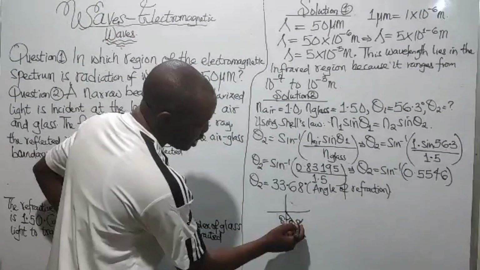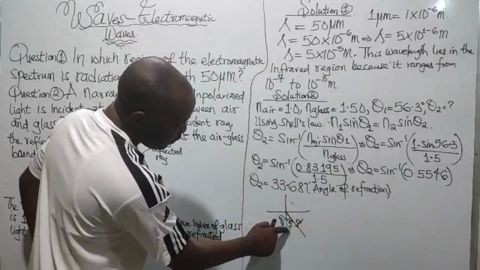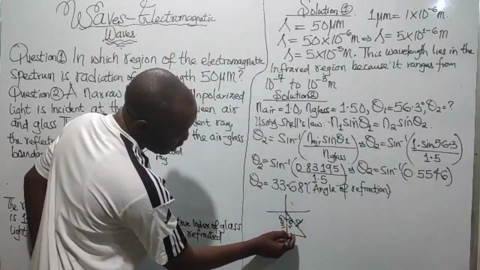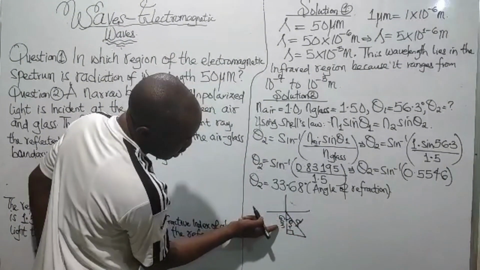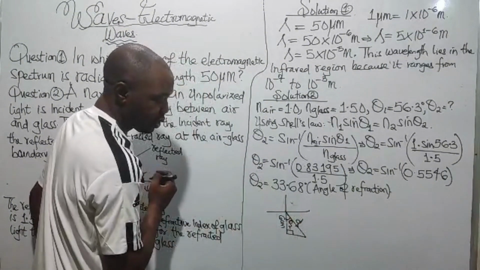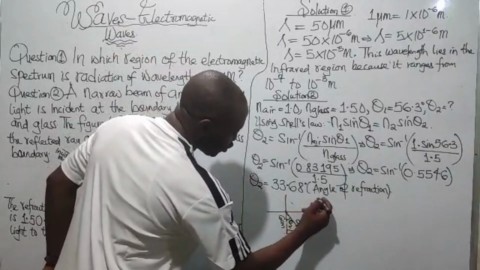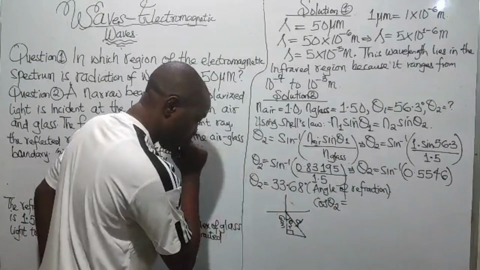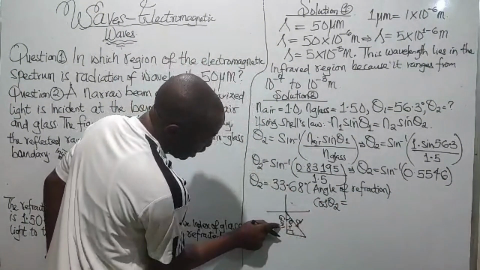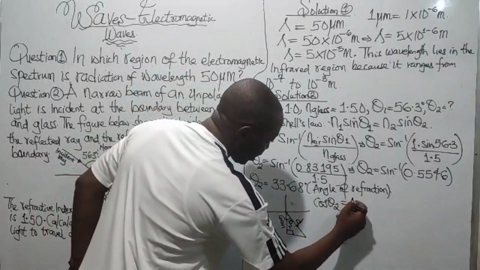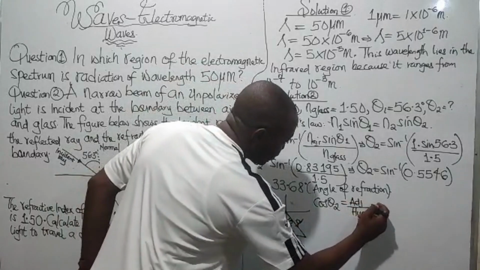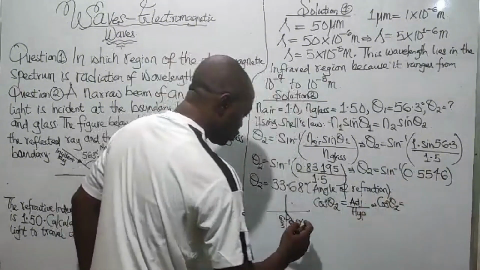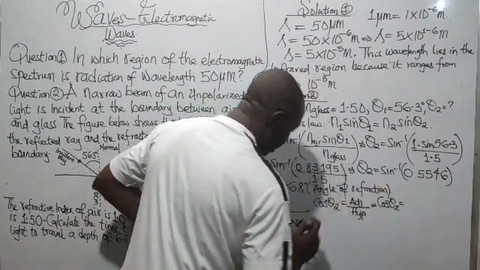So we have the distance to be what? d. We already know the value of theta 2. To calculate this, we apply the Pythagoras theorem. This becomes the adjacent and this becomes the hypotenuse. So this is angle theta. We're going to have cosine of angle theta 2, which is this angle, equals adjacent over hypotenuse.